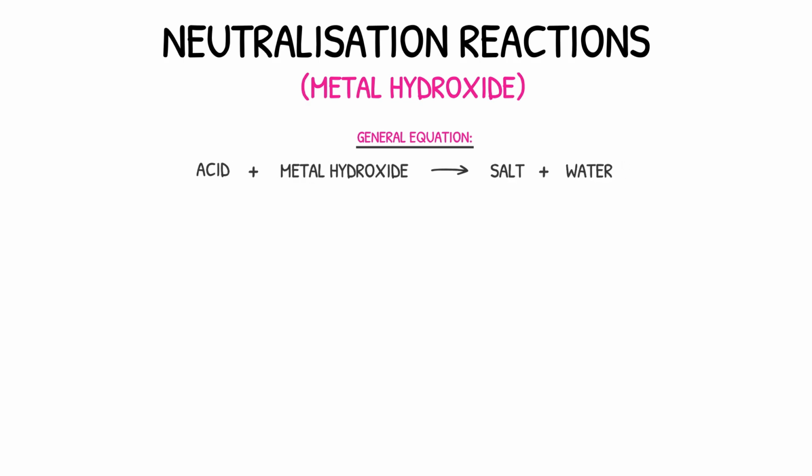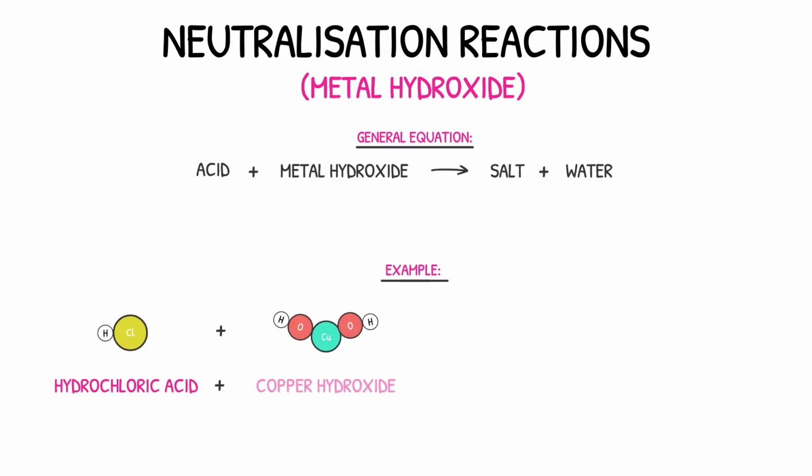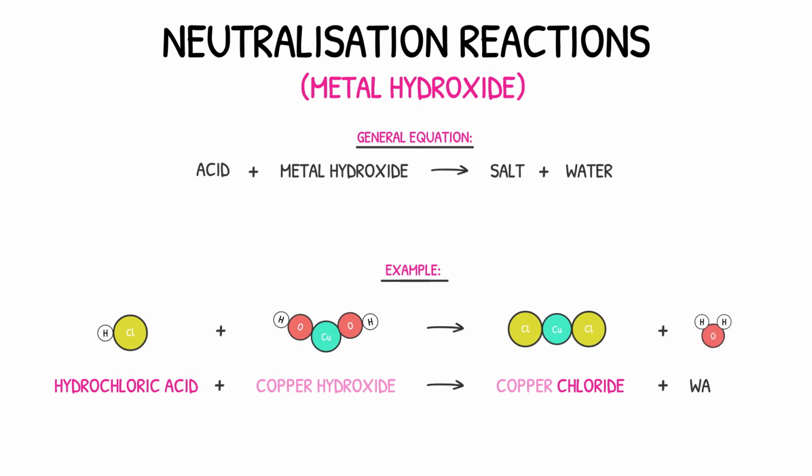The neutralization reaction between an acid and a metal hydroxide will also produce a salt and water. The general equation for this reaction can be written like this, where the acid and the metal hydroxide are the reactants, and the salt and the water are the products. For example, the neutralization reaction between hydrochloric acid and copper hydroxide forms copper chloride and water.